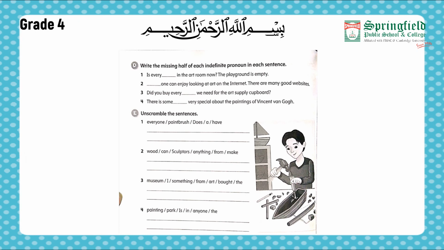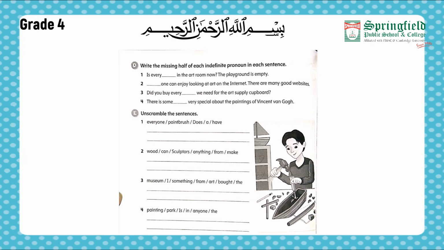Statement number 3. Did you buy every blank we need for the art supply cupboard? Did you buy everything we need for the art supply cupboard? Here in this sentence, they are discussing things. Statement number 4. There is some blank very special about the paintings of Vincent van Gogh. There is something very special about the paintings of Vincent.